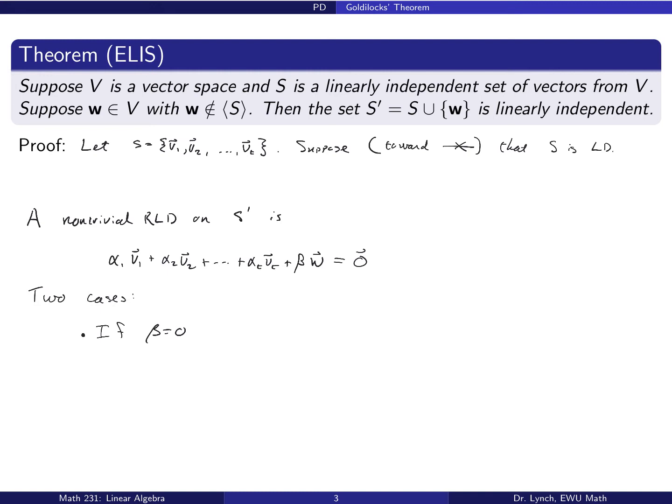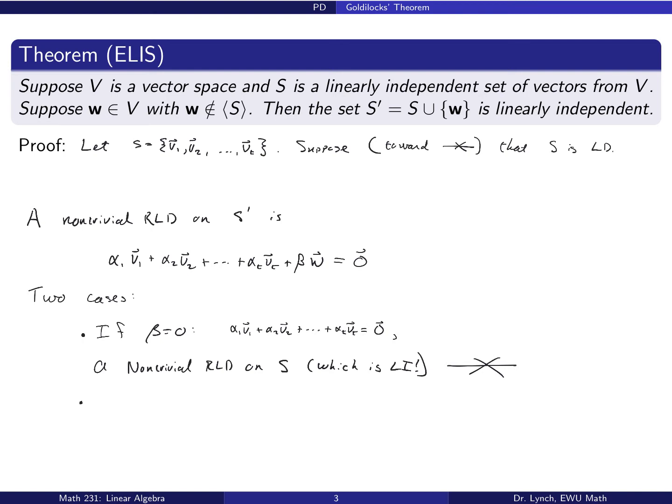Now remember, what makes this non-trivial is that not all of those coefficients can be 0. Okay, so at least one of those coefficients must be non-zero. So we'll break that statement down into two cases. In one case, we'll assume beta is 0. Well, if beta is 0, then we have what ends up being a non-trivial relation of dependence on the set S. Of course, since S is linearly independent, this is a contradiction.